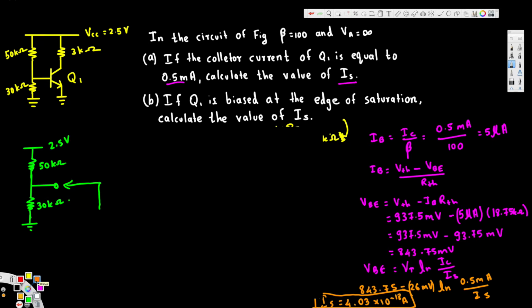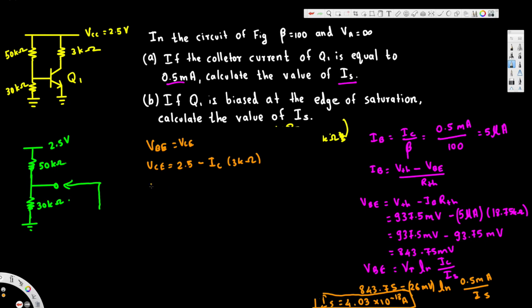Now we are going to do the B part. If Q1 is biased at the edge of saturation, calculate the value of IS. Now to calculate the value of IS, first we have to know VB is equal to VCE. Now VCE can be calculated using this formula: VCC, that's 2.5 volts, minus IC times RC. RC is 3 kilo ohm right here.